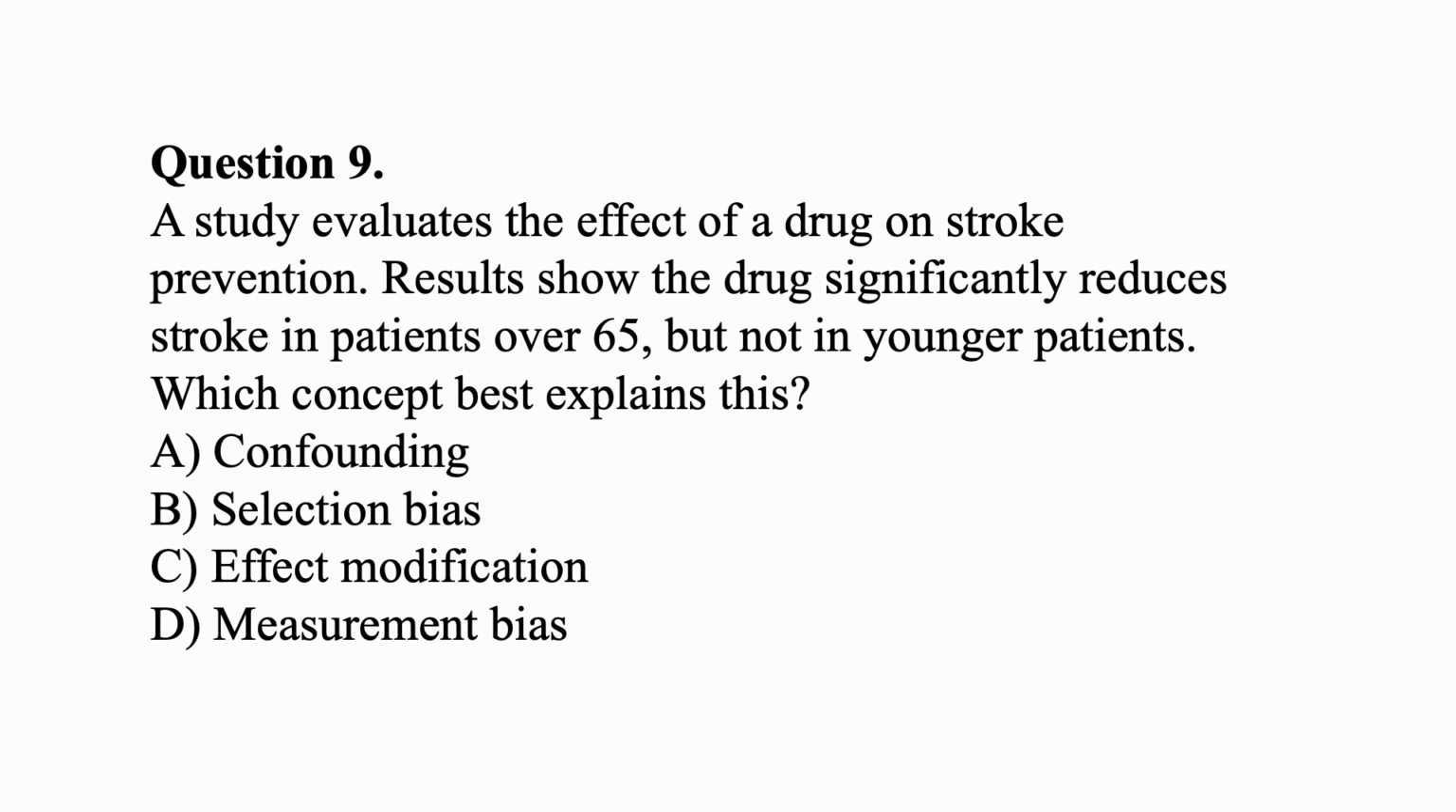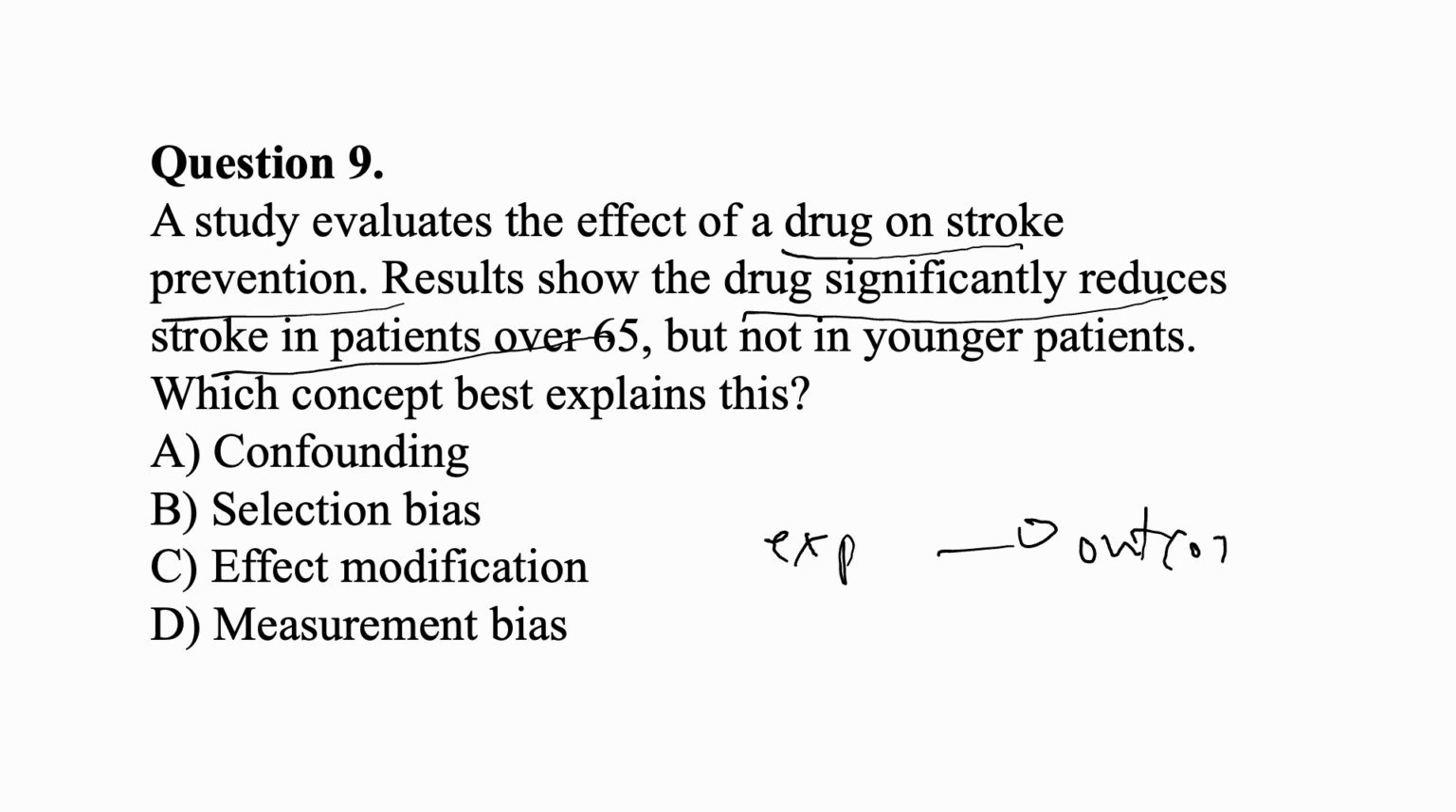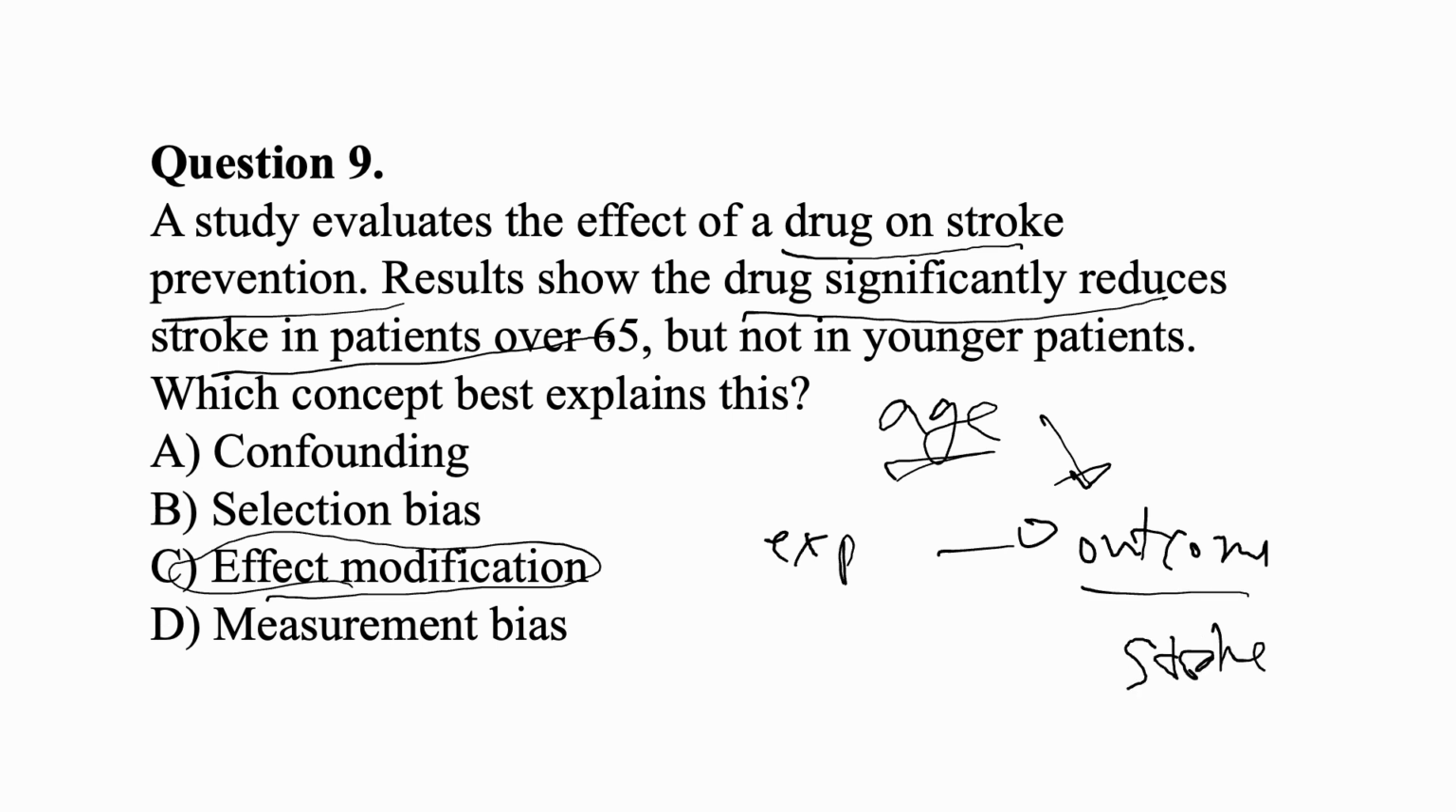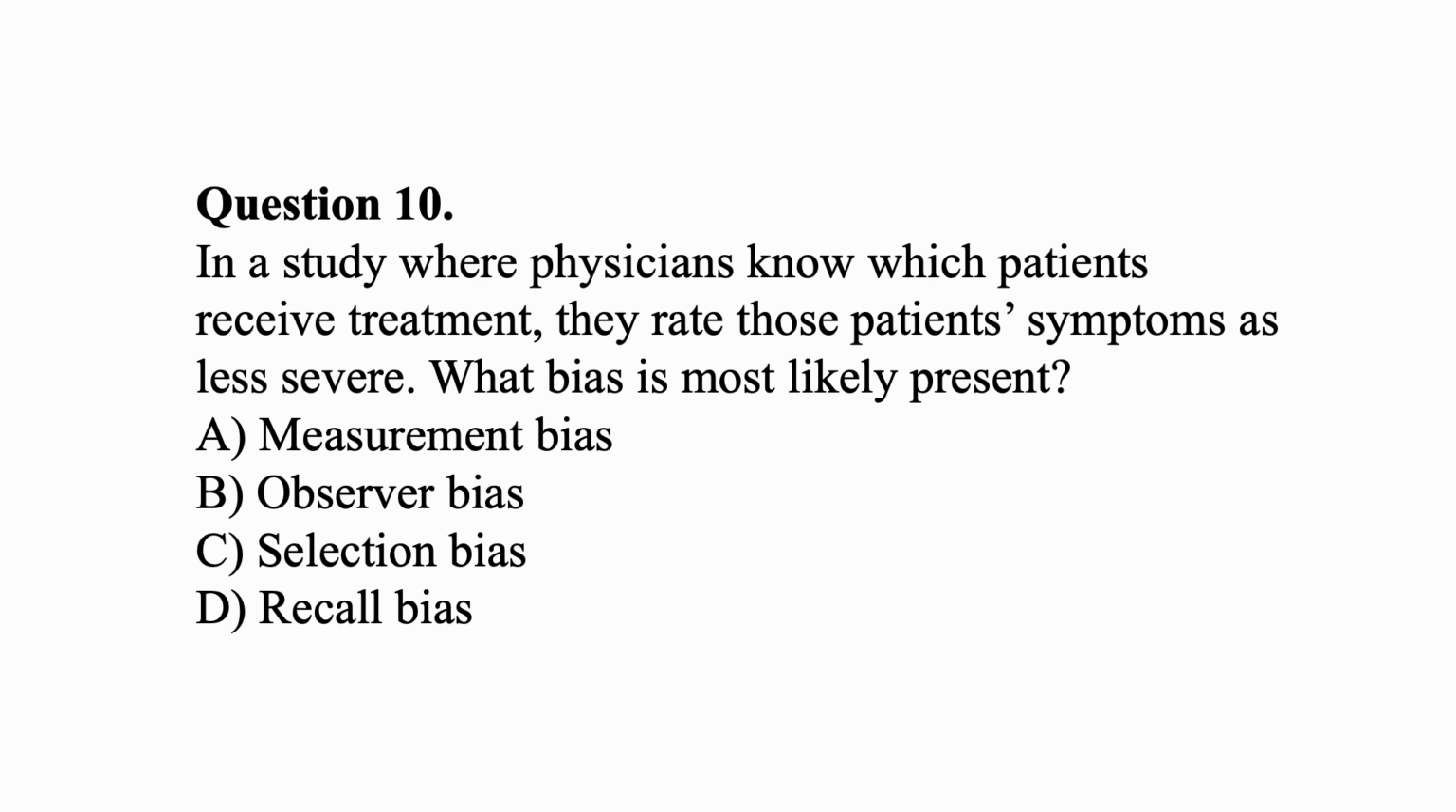So here we have a study that is looking at the effect of a drug on stroke prevention, but really this drug is just significantly reducing stroke in patients over age 65. So here we have an exposure and then an outcome. But it seems that the outcome is affected by another variable, which is age. So this would be an example of an effect modifier, because the effect modifier is only affecting the outcome, which is stroke. So this would be C, effect modification.